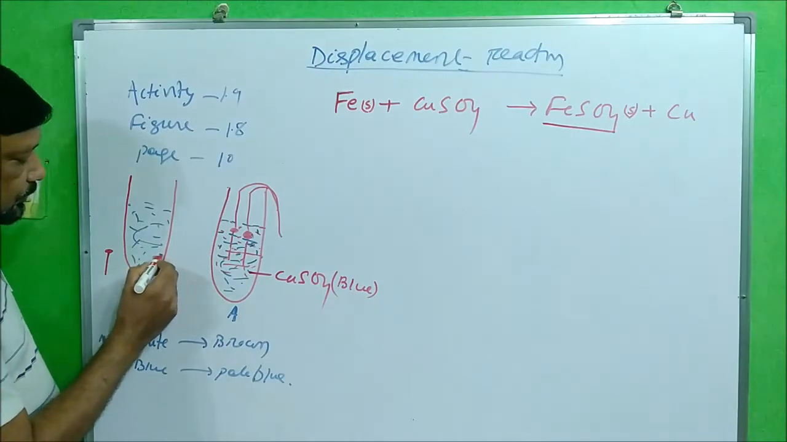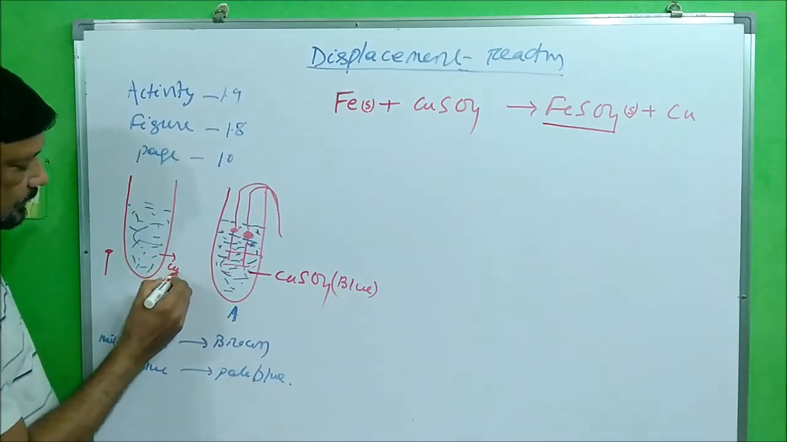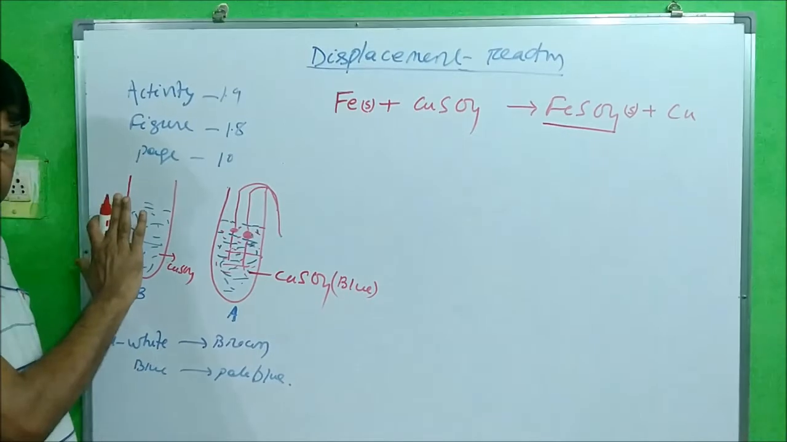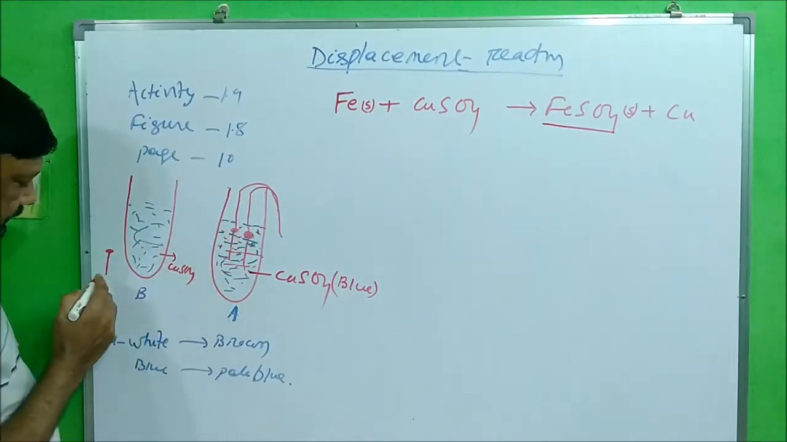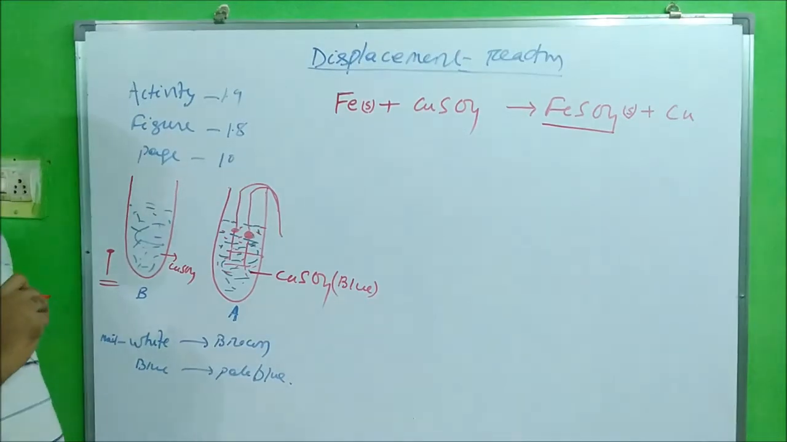And take another test tube. There also we will take copper sulfate solution, but it is a control test tube. So also a nail, a cleaned nail, a control nail.